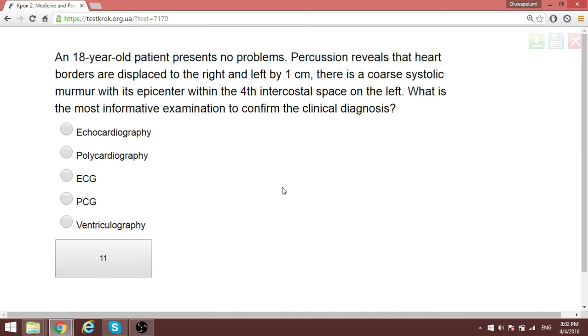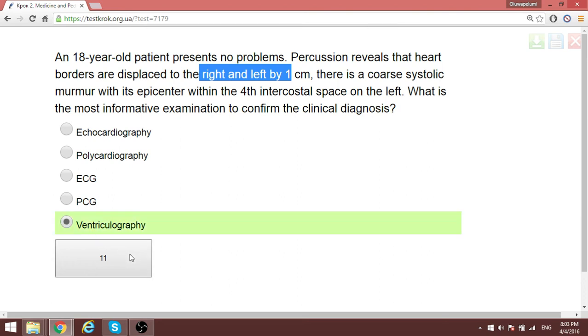Please, the answer to this question is not echo. Percussion reveals that heart borders are displaced to right and left by 1 centimeter. A square systolic murmur with its epicenter within the 4th intercostal space on the left. What is the most informative examination to confirm the clinical diagnosis? Notice in this particular patient, 4th intercostal space on the left. We have right and left sides, so majorly we are getting the point that the ventricles are enlarged. But it's not so much about the valve right now. So let us go directly to the ventricles. This is ventriculography.